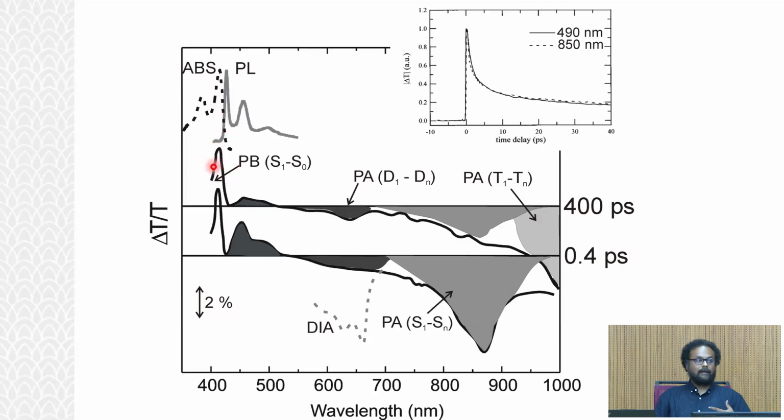Simply put, my ground state is depleted, so it's no longer absorbing. Now you also see a positive feature right here, just below the ground state bleach, and this overlaps reasonably well with the photoluminescence emission. So that's the stimulated emission process. The probe is stimulating emission. And you have a bunch of negative features here. These are all photo-induced absorption lines.